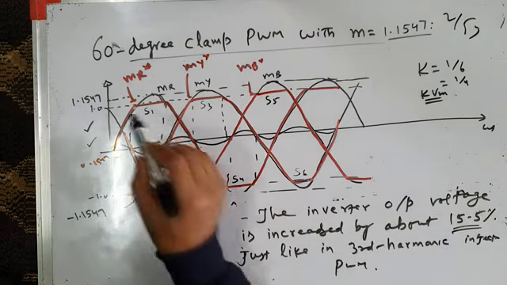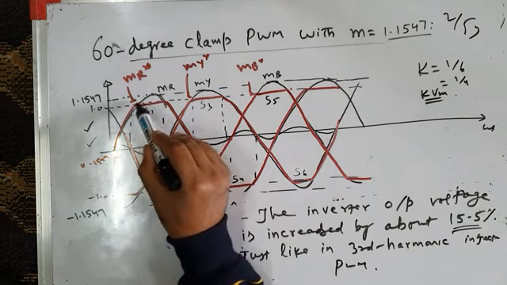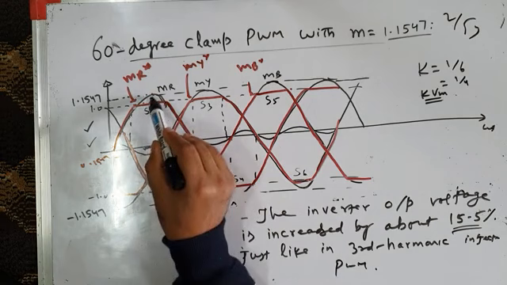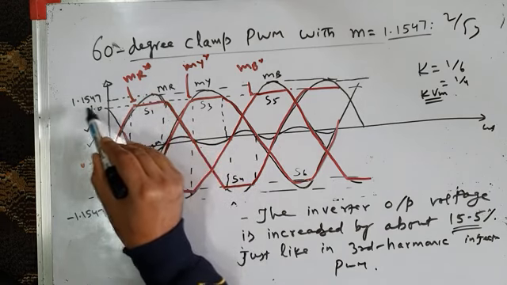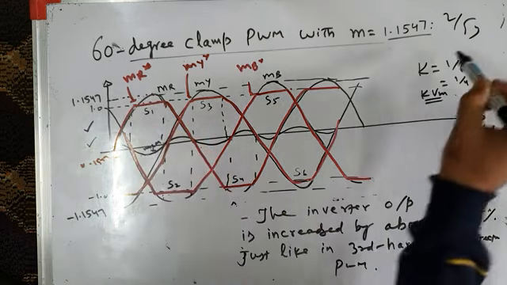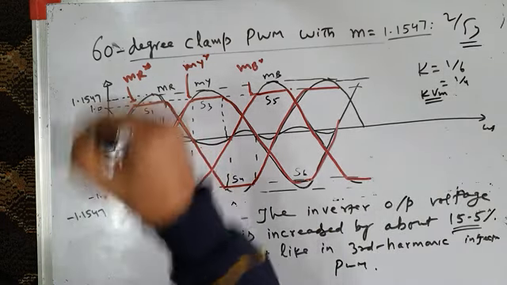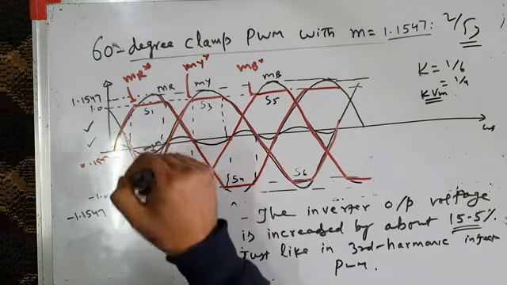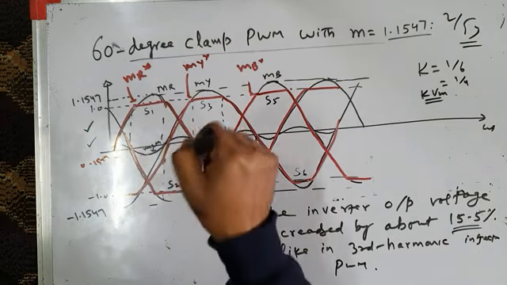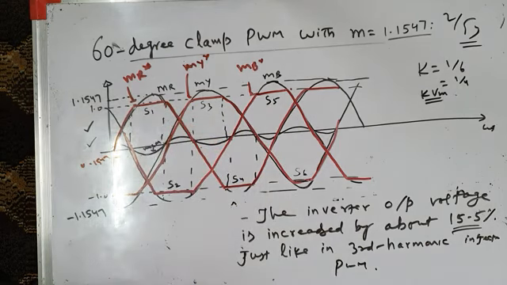The logic is the same as in third harmonic injection PWM, because your original modulating wave is over modulated. It is increased from 1 to 1.1547, that is, increased by a factor of 2 by root 3, which is 15.5%. So if you had compared your triangular carrier wave with the original reference sine wave, it would have resulted in overmodulation with higher inverter output voltage.